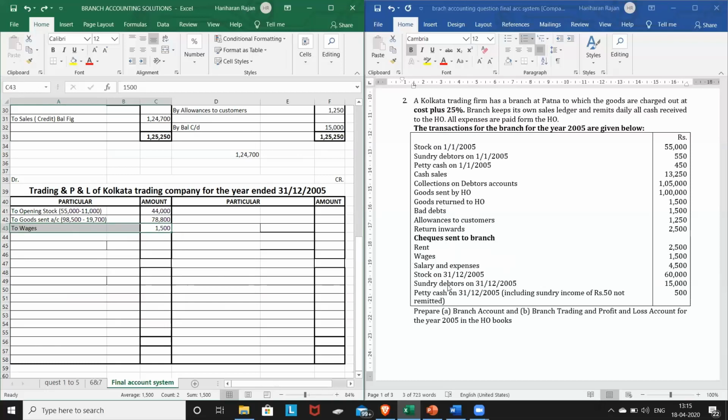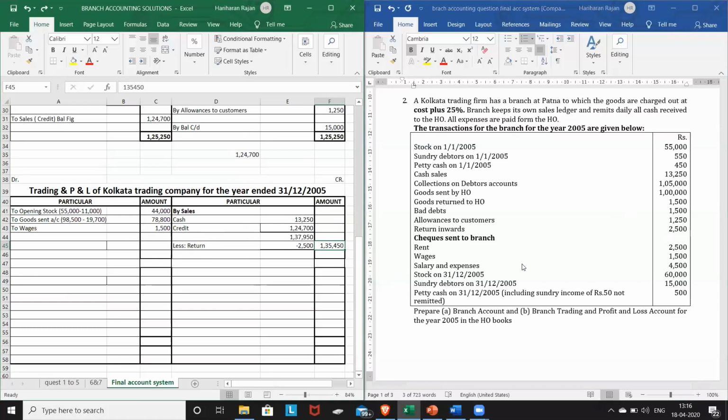Anything else? That's it. So let us go for the next one. Sales. So there are two types of sales. One is cash sales, 13,250, and there's a credit sales, 1,24,700. So by sales, you can put together both. So we have got a total of 1,37,950, and there is a return from the customer for 250. So we have to consider that also and find out what is the total sales.